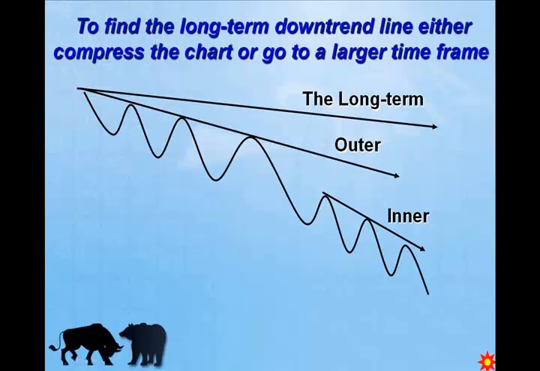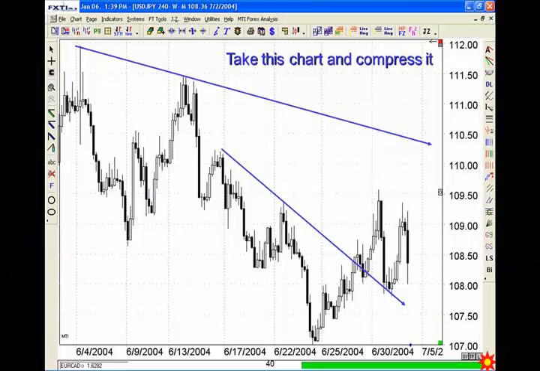Then we have to compress our screen in order to find the long-term trend line, or we go to a larger time frame. Remember, always using that 4 increment. If we're looking at a 60, we go to 4 hour. If we're looking at 4 hour, we jump all the way to the daily chart. If it's the daily, we jump to a weekly. Here we could see it: A, B, C, D, this would be our outer trend line. And then we had an A, B, C, D, this would be our inner trend line.